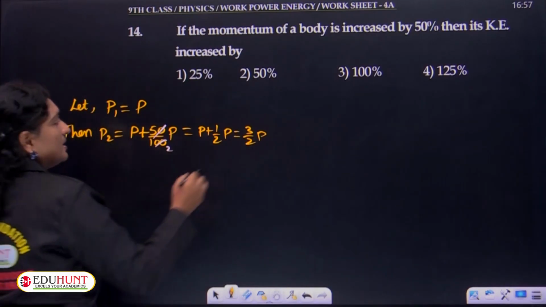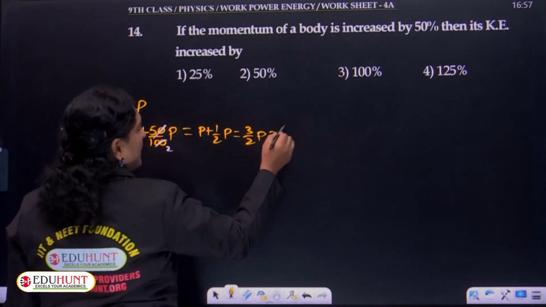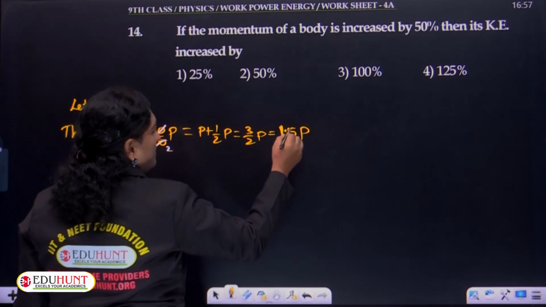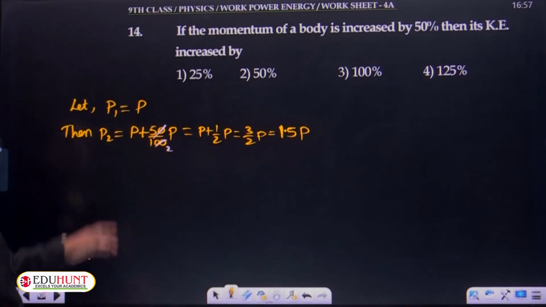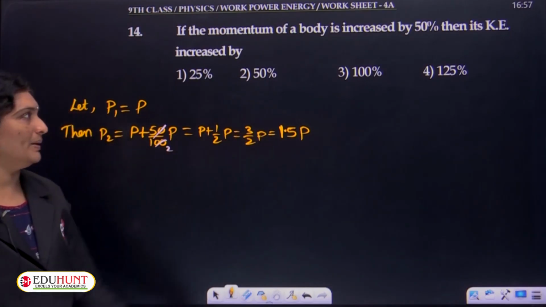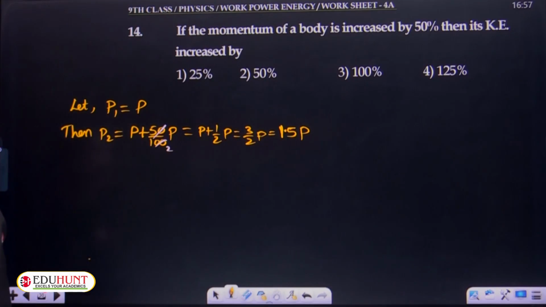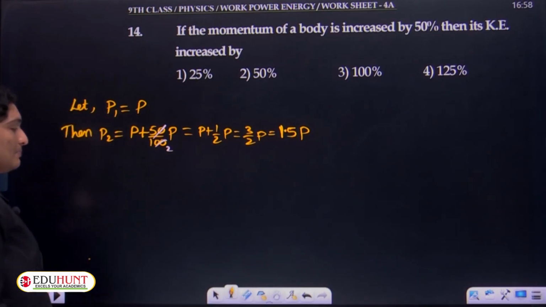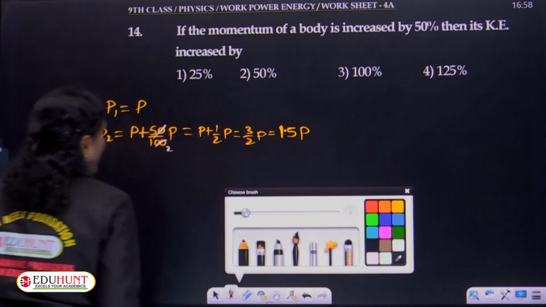How much is that? 3 by 2 P. Even this can also be calculated as 1.5P. So P1 is P, means P2 will be 1.5P. You are asked to find the increase in kinetic energy. If P1 is P and P2 is 1.5P, then what about kinetic energy?